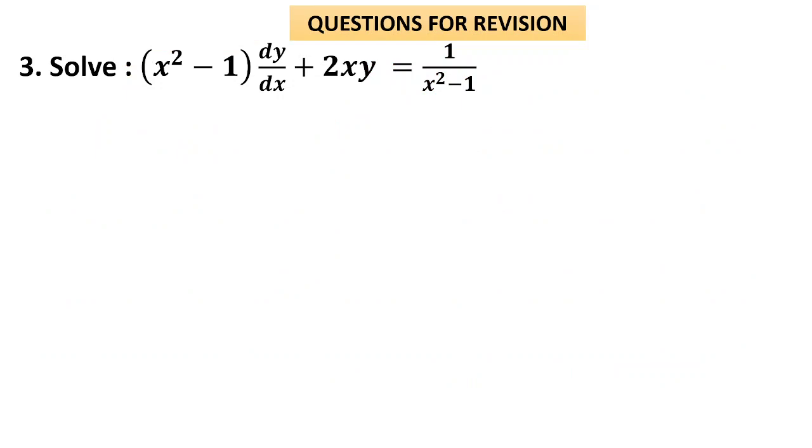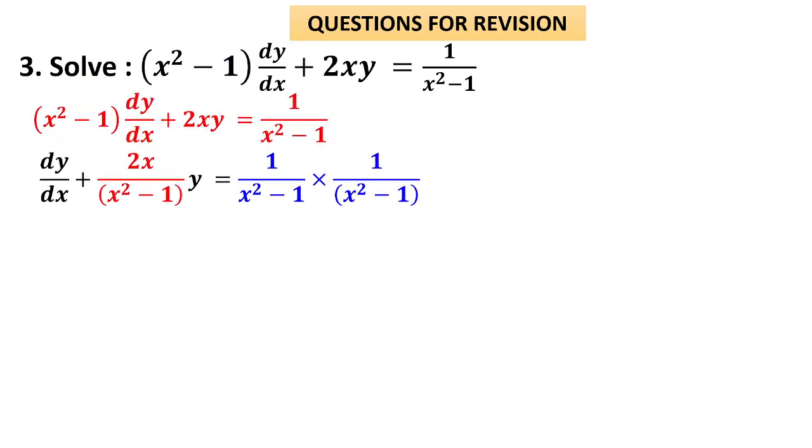Let us move on to question number 3. Solve x square minus 1 dy by dx plus 2xy is equal to 1 upon x square minus 1. Don't jump to the conclusion that the coefficient of y is p. Be careful. The dy by dx coefficient should be 1. I will make it 1 by dividing the whole differential equation by x square minus 1, which is the coefficient of dy by dx.